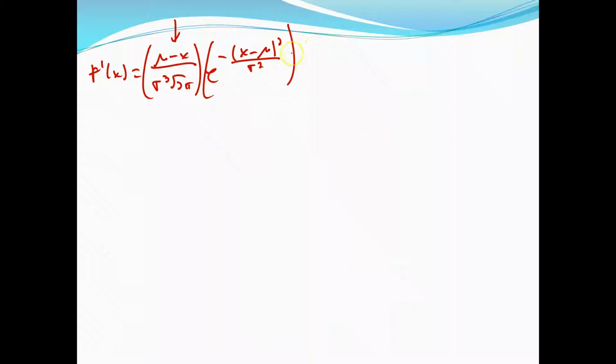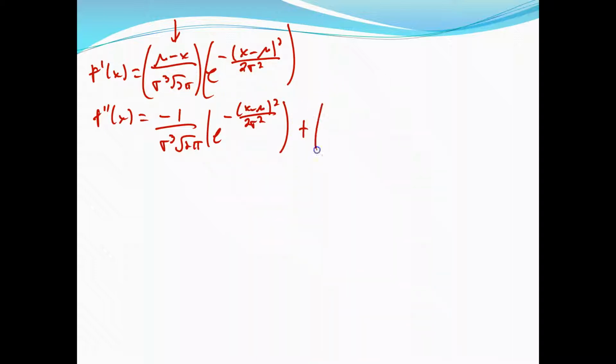So we're going to use the product rule. So f double prime of x is going to be, let's do the derivative of the first one first. So negative 1 over sigma cubed root 2 pi, right? Because the bottom's just a constant, so we just deal with the negative one on the top. Leave the second function alone: e to the negative (x minus mu) squared over sigma squared. Is that supposed to be 2 sigma squared? Yes. Sorry, my bad.